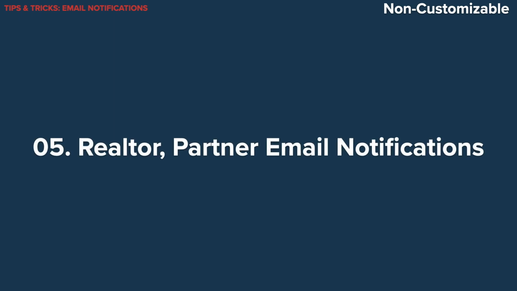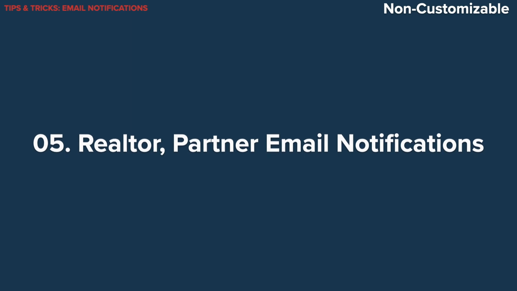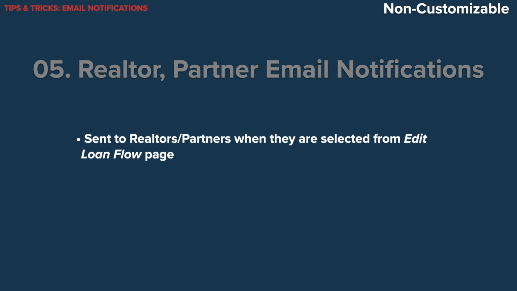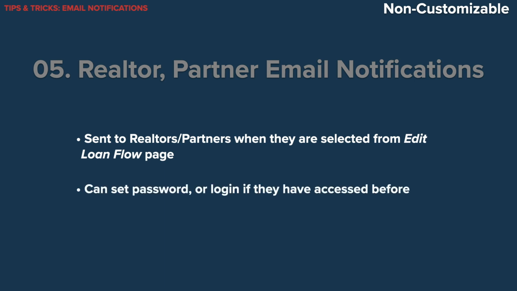All right, now realtor and partner email notifications. These are sent to your realtors and partners when they're selected from the Edit Loan Flow page. So when you're selecting their name, or if you're giving them the Makes Letters permission, they're going to get an email whenever you save from that Edit Loan Flow page. Now they can set a password if this account is brand new to them, or if they have logged into Floify previously, they can just simply log in with the password that they've already set previously.